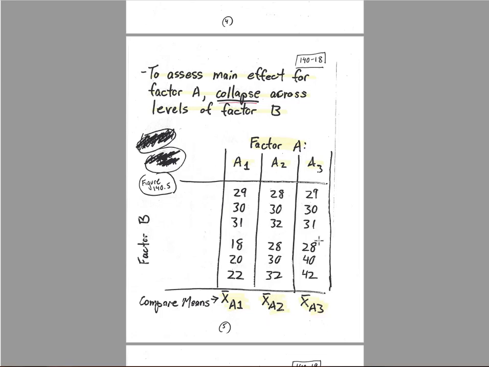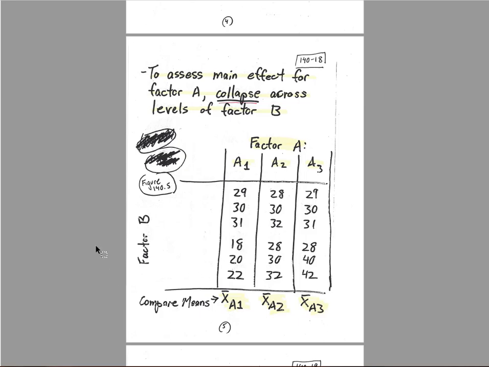I'm going to look at the 6 people that got 10 weeks of psychotherapy. What's their mean score on psychological health? And I'm going to compare these 3 means. Is there a significant difference between at least 2 of the 3 means that I have here? If yes, I've got a significant main effect for factor A.